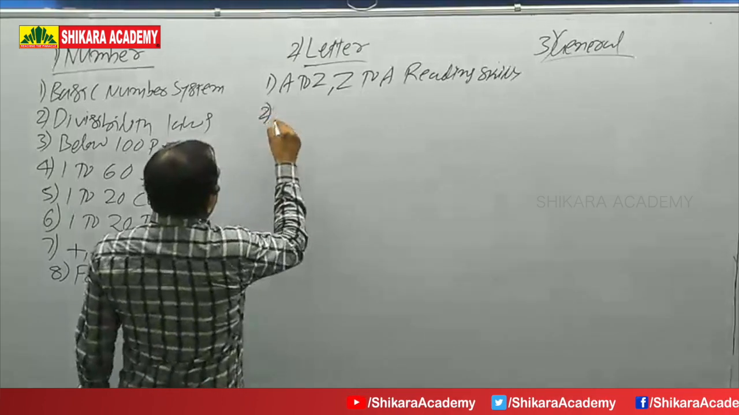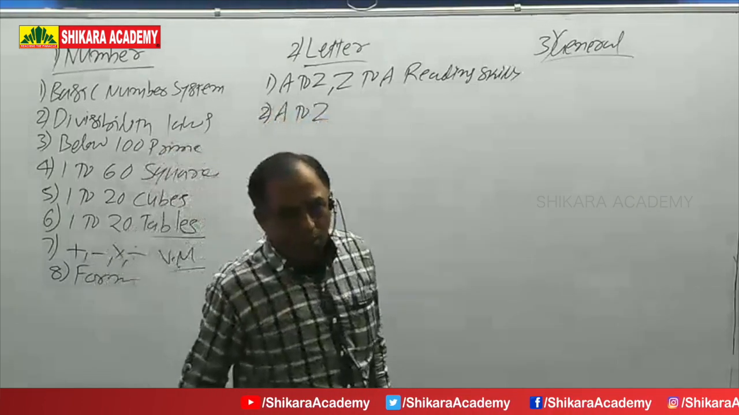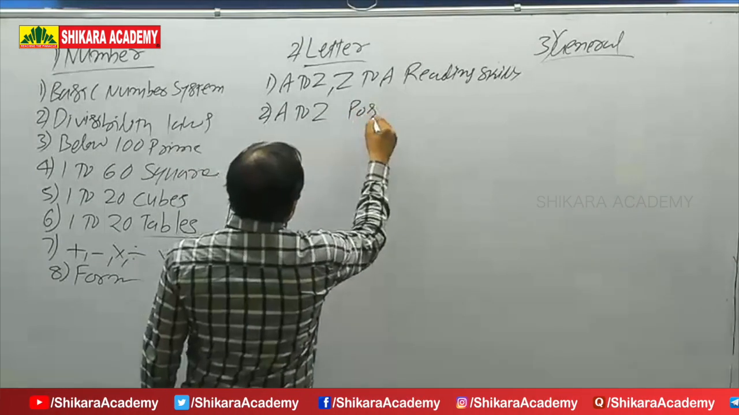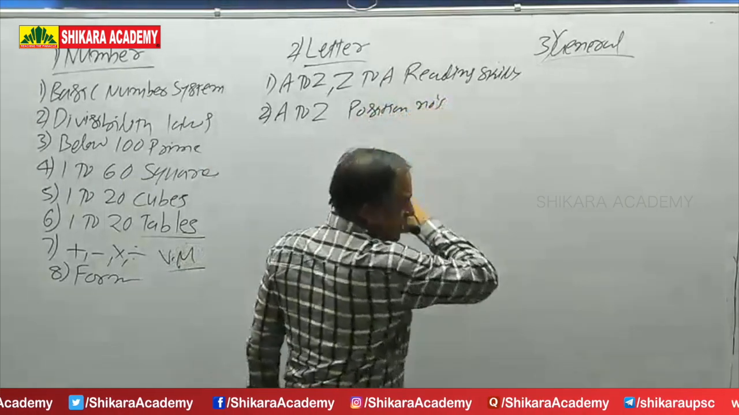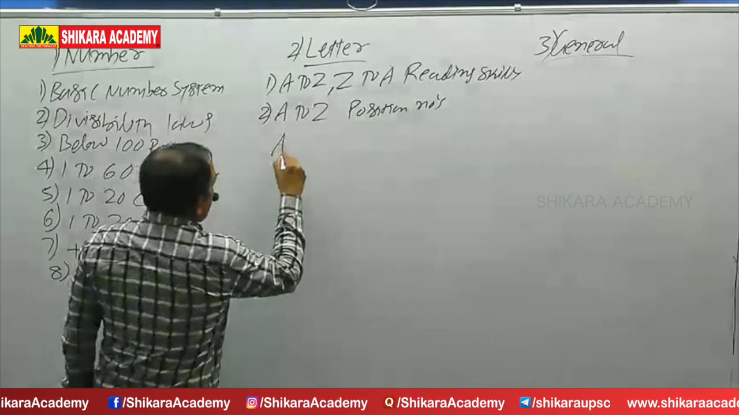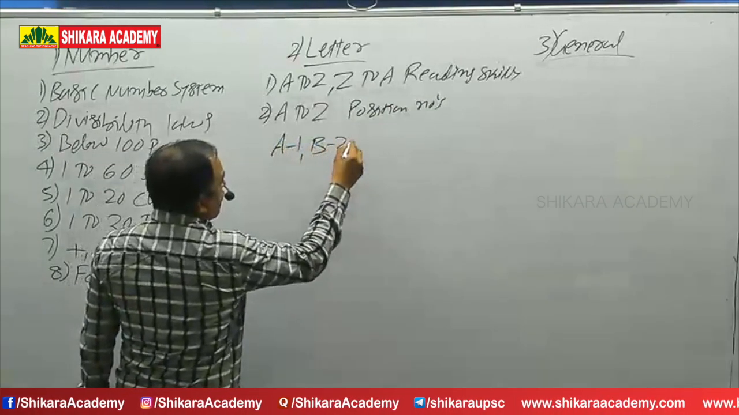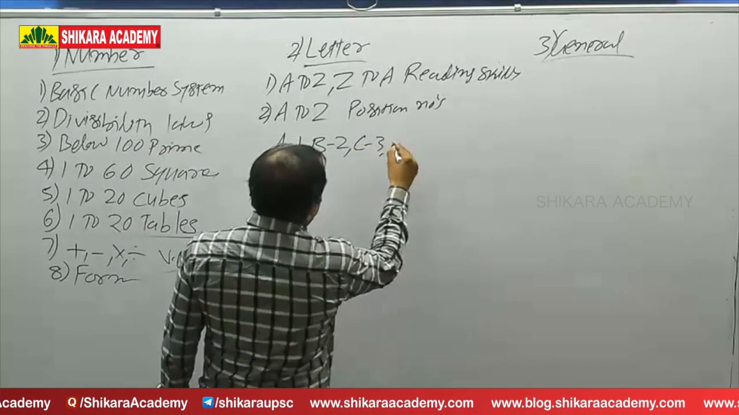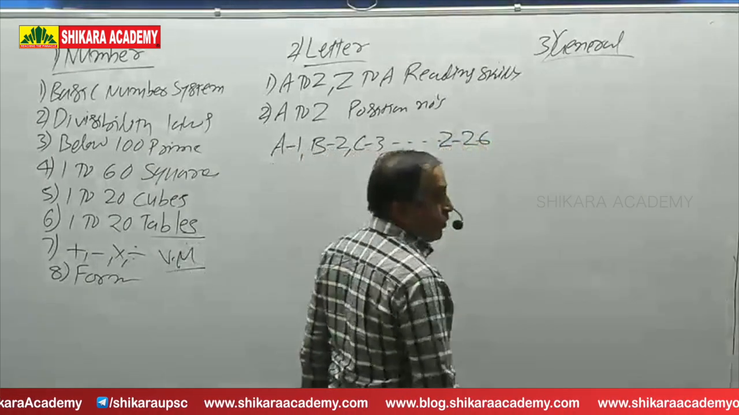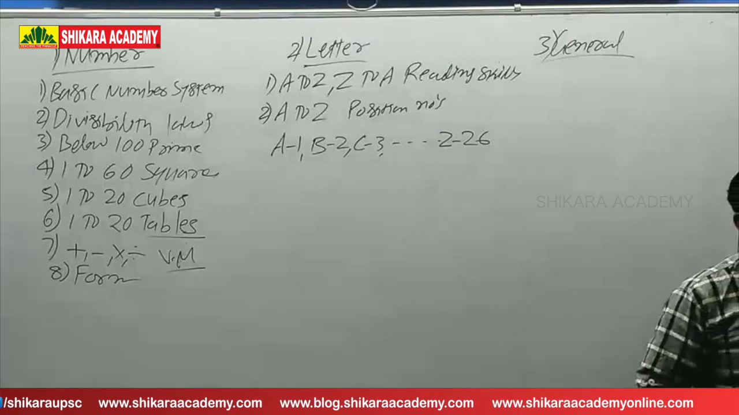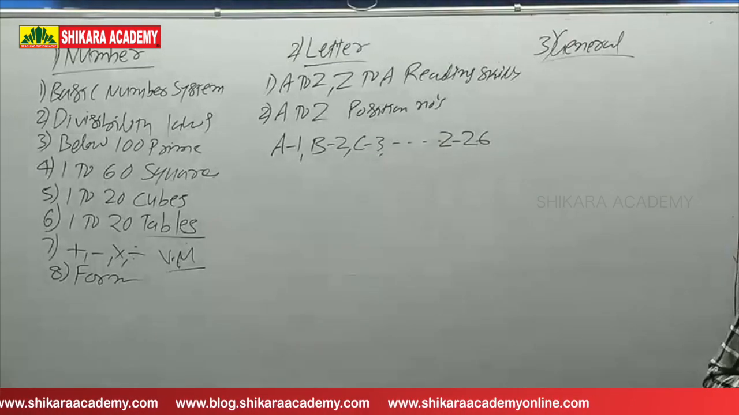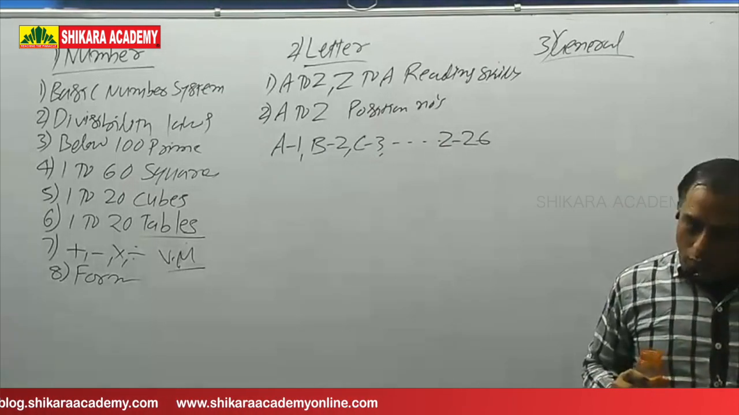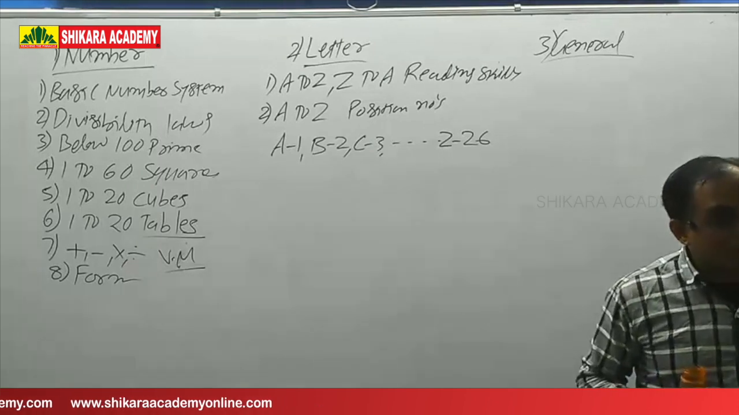Then the second one is A to Z alphabets position numbers. What is the meaning of position number? In English, A is the first letter, so A's position number is 1. B is the second letter, B position is 2. C is the third letter, C position is 3. Z is the 26th letter, Z position is 26. Do you know all alphabets position numbers? Say yes or no. If you know, good. Otherwise, one day I will discuss alphabets position numbers also with simple techniques.